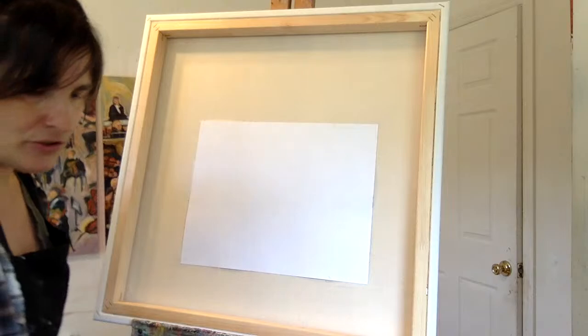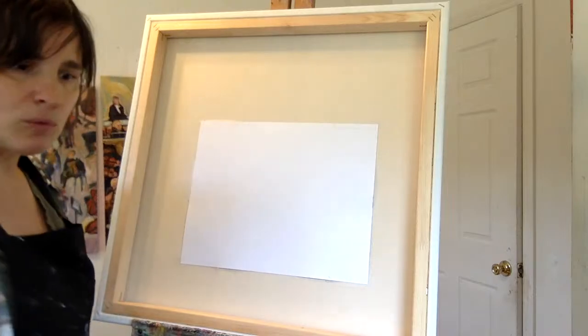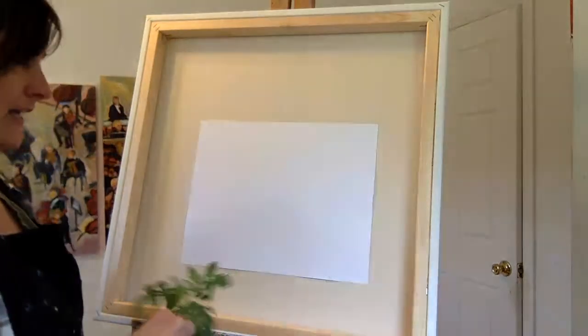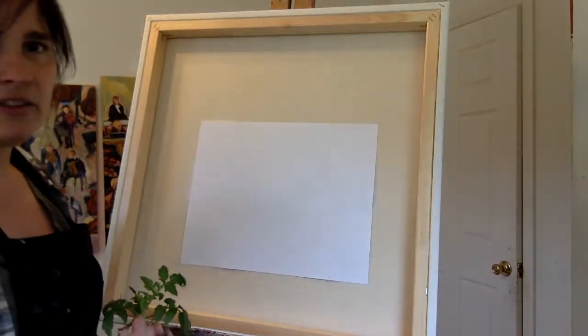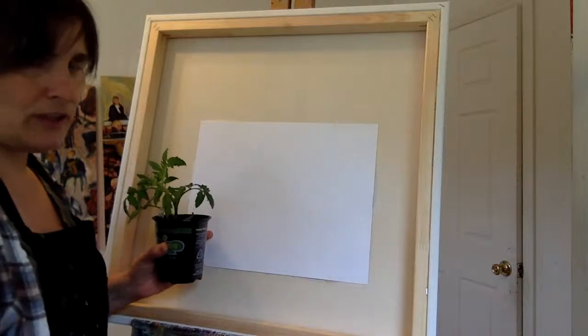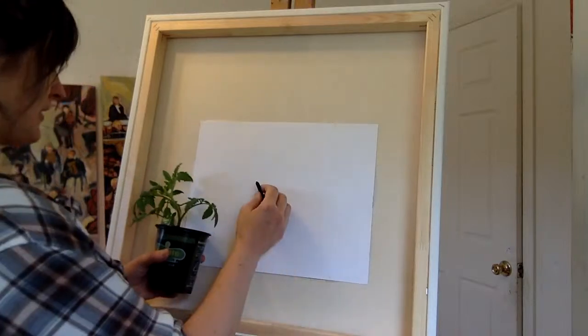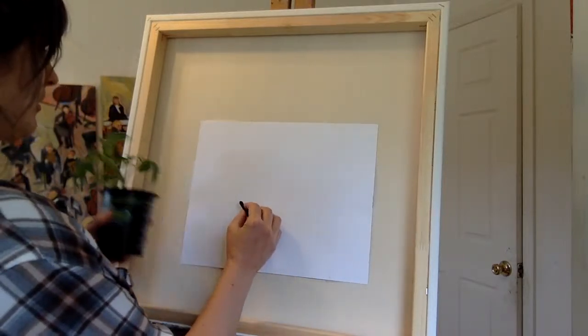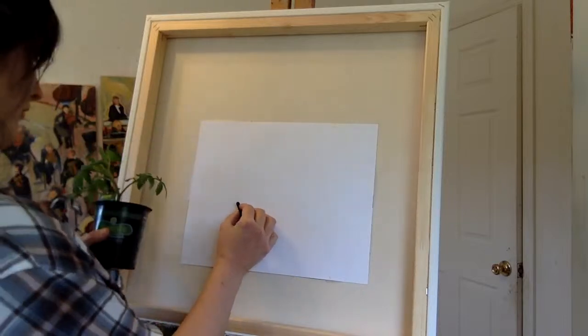So what you want to do, first of all, to warm up and get into it, is do, again, another contour drawing of whatever objects you're working on. So I'm going to start with my tomato plant, and I'm just holding it right in front of me.